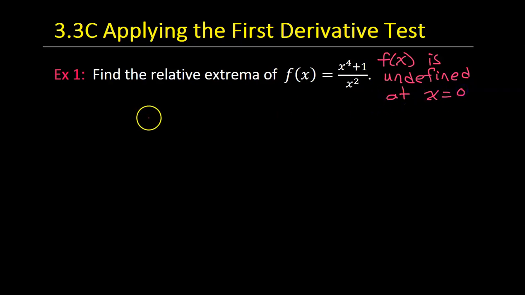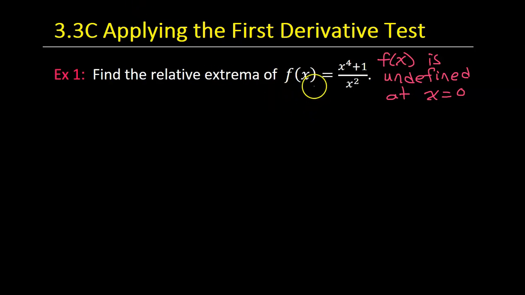For this reason, in addition to the critical values, we will have to use this number as well as we set up our intervals for the first derivative test. I mentioned critical values, so we need to find the first derivative in order to find the critical values.